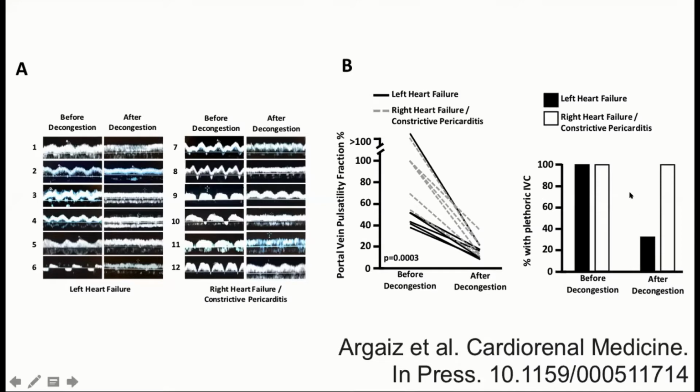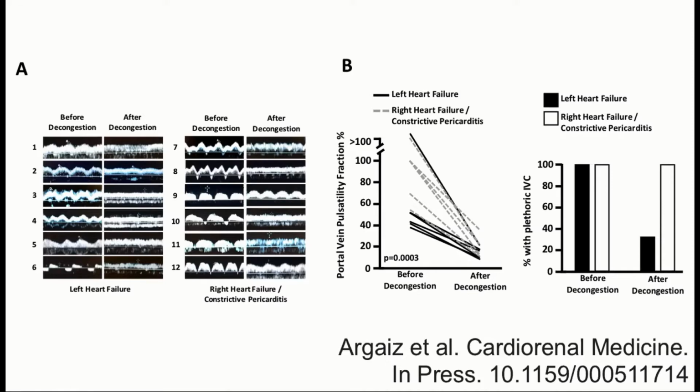Also importantly, if you look here at the right, you will see this graph that shows what happened to the IVC after decongestive therapy. Of course, in patients with left heart failure, most of them after diuretic treatment, we were able to reach a normal IVC with normal inspiratory collapse. However, we did not observe this in patients with right heart failure. And this is important. This patient population of patients with right heart failure will almost always have a plethoric IVC.